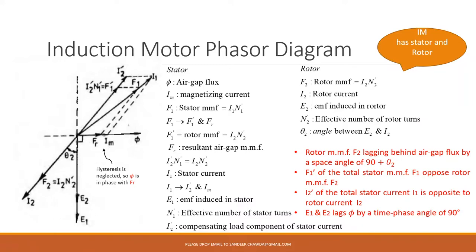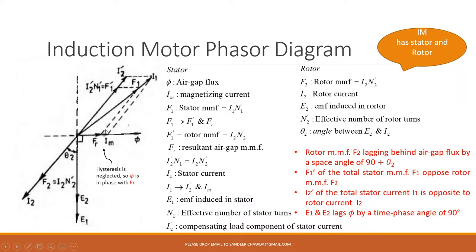Now you are interested in determining I1. How would I1 be obtained? First you need to find F1, which is the phasor sum of F1 dash and FR. FR is the resultant air gap MMF. The phasor sum of FR and F1 dash gives you F1, the stator MMF. So the stator MMF consists of two components: F1 dash, the rotor MMF, and FR, the resultant air gap MMF.